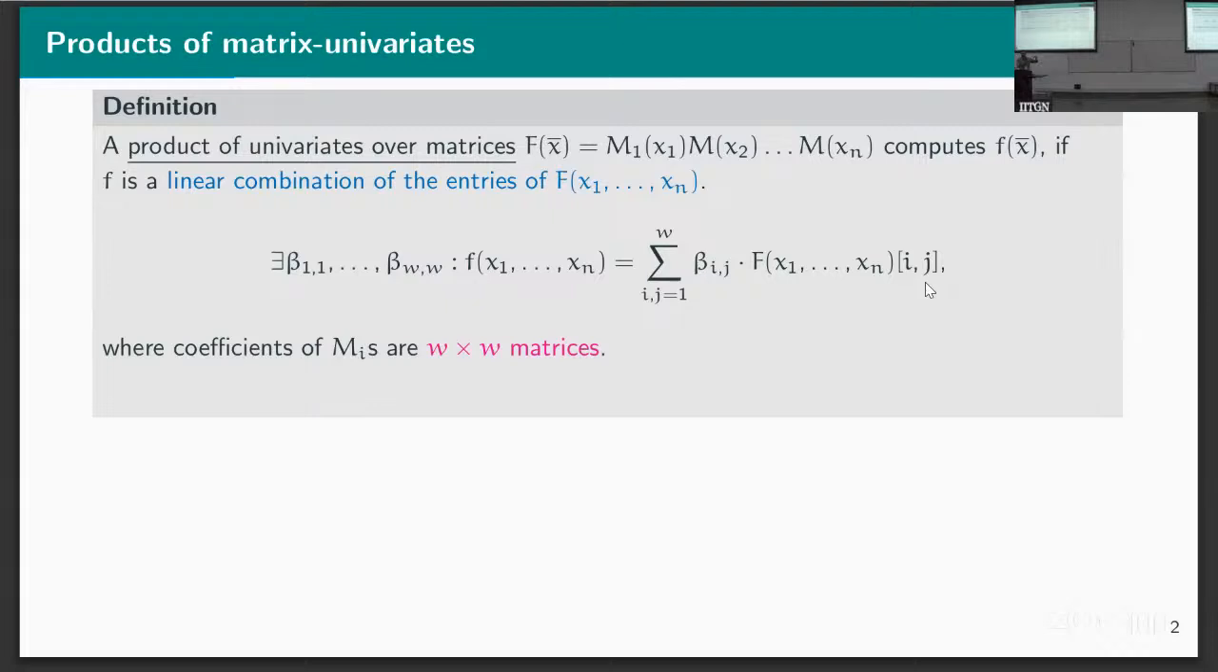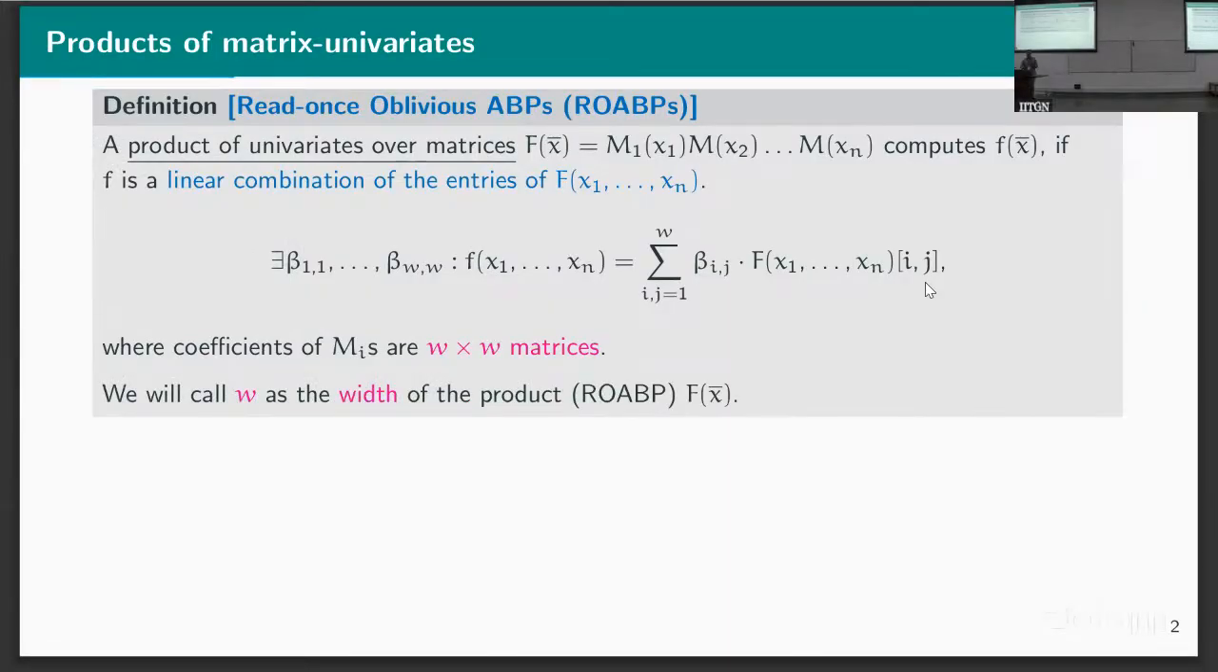Here W is the size of each of the matrices that are appearing. We just assume that all of them are W cross W square matrices, so all the multiplications are legitimate. So at the end, you give me W squared many complex numbers, or real numbers if it helps to think of it that way. And this W we will say is the width of this product.